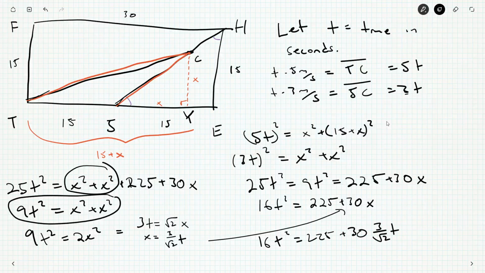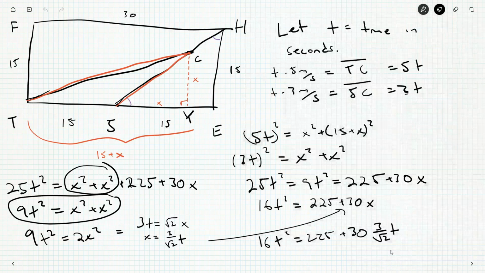Now I have a single equation in T. It's quadratic. I should get one root, and that should be a positive root. So we're just going to copy this and rearrange it. So 16T squared minus 3 times 30 is 90 over root 2. I can actually divide by a root 2, so we're going to say 45 root 2 here, T, and I think it should be minus. Yeah, minus 225.